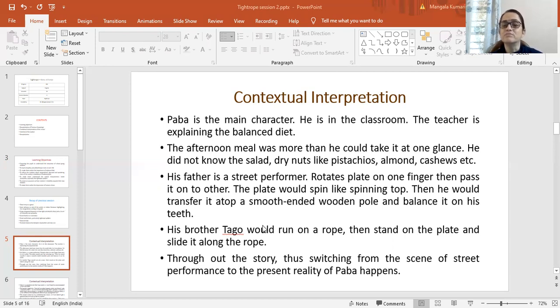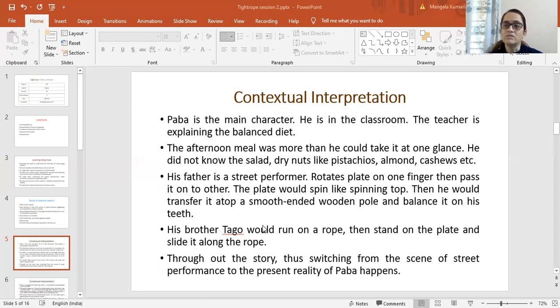He rotates a plate on one finger. Now the story switches back to the street performance. This happens throughout the story. Students, you have to concentrate on this. The story switches from present to past, past to present frequently throughout the short story, throughout the lesson.